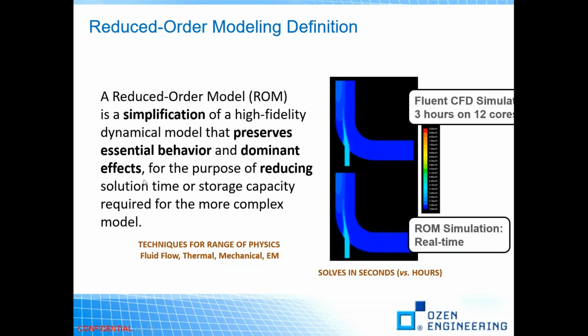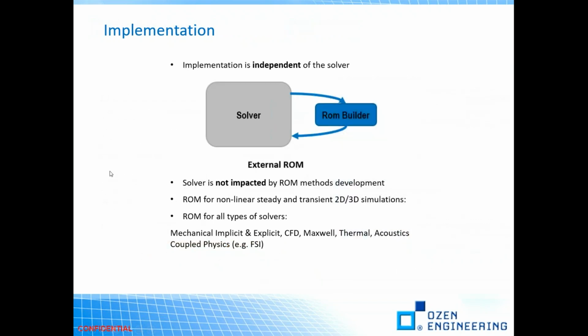In a normal FLUENT CFD simulation, for example this pipe fluid simulation, it took about 3 hours on 12 cores, and after the ROM, the simulation solves in real time, in seconds. The implementation of the ROM is independent of the solvers. The solver solves the problem, and then you use the ROM builder.